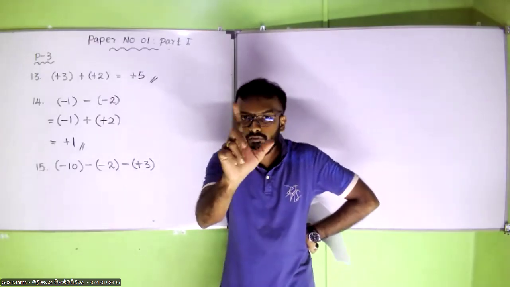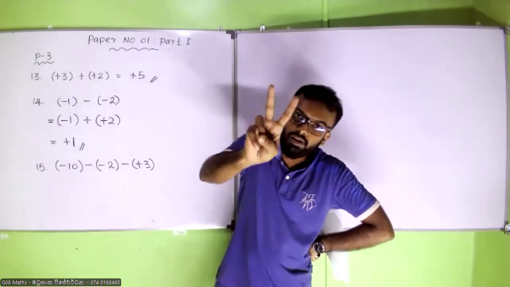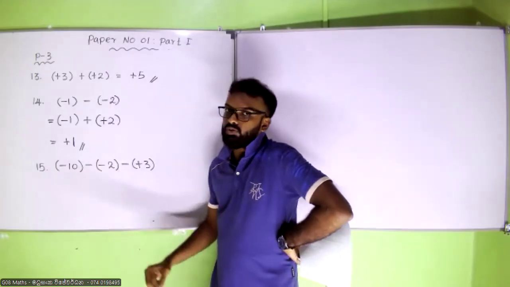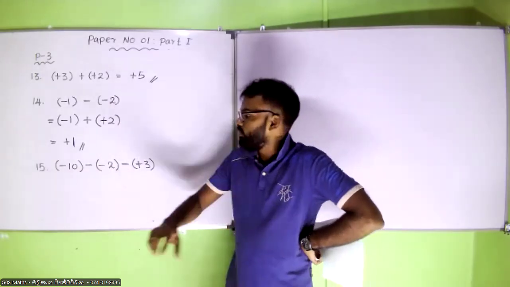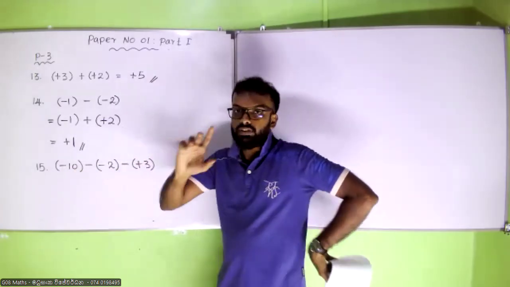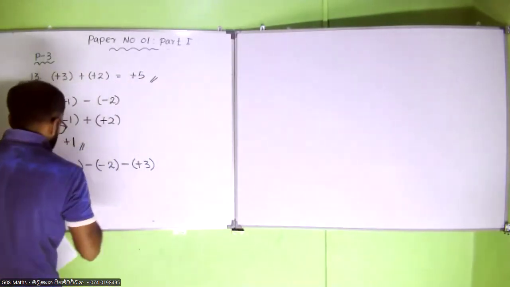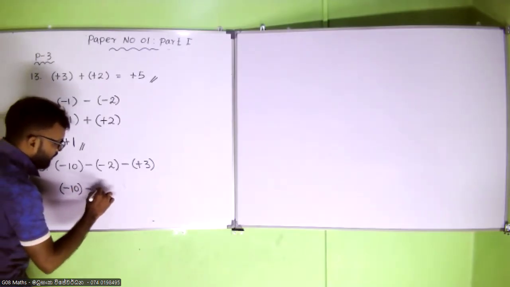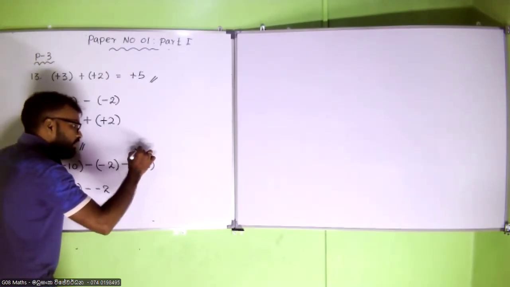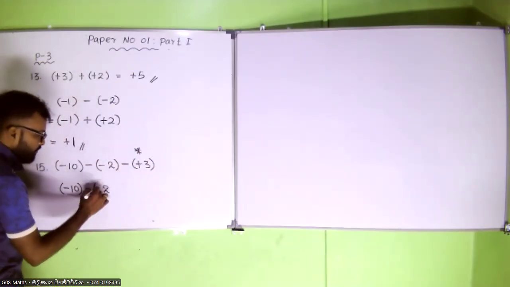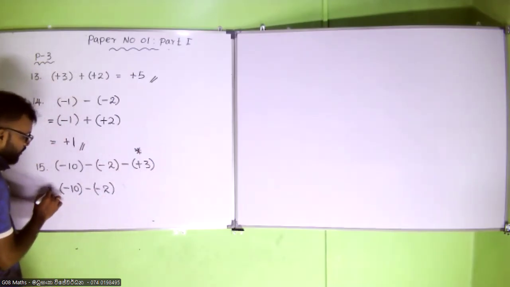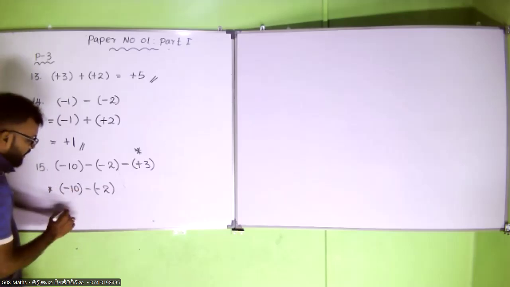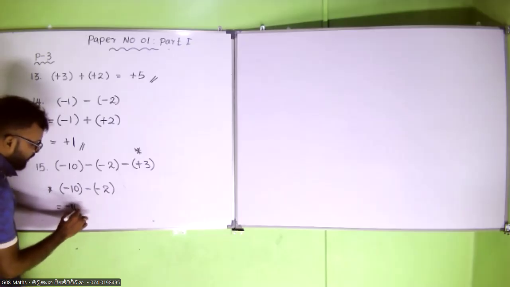So what are we going to do now? I am going to take the first 2 numbers, that is minus 10 subtract minus 2. I will do this part only first. First of all, I am going to subtract negative 10 subtract negative 2. Then later I will do this one. So you know how to subtract these two, right? Here we have a negative number, negative 10.